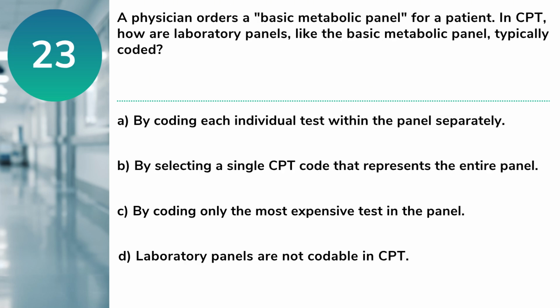Question 23. A physician orders a basic metabolic panel for a patient. In CPT, how are laboratory panels, like the basic metabolic panel, typically coded? A. By coding each individual test within the panel separately. B. By selecting a single CPT code that represents the entire panel. C. By coding only the most expensive test in the panel. D. Laboratory panels are not codable in CPT.